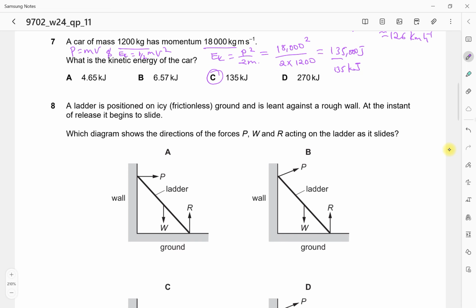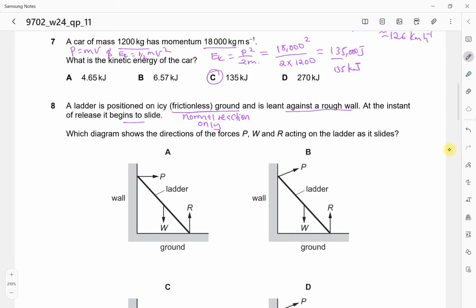A ladder is positioned on icy frictionless ground and is leaned against a rough wall. At the instant of release, it begins to slide. So the ground is smooth, no friction. The wall is rough, there is friction. Okay. So if the ground is smooth, the only force acting on the ground must be the normal reaction. Normal reaction means it must be at 90 degrees to the ground. So the ground has normal reaction only, then against a rough wall.